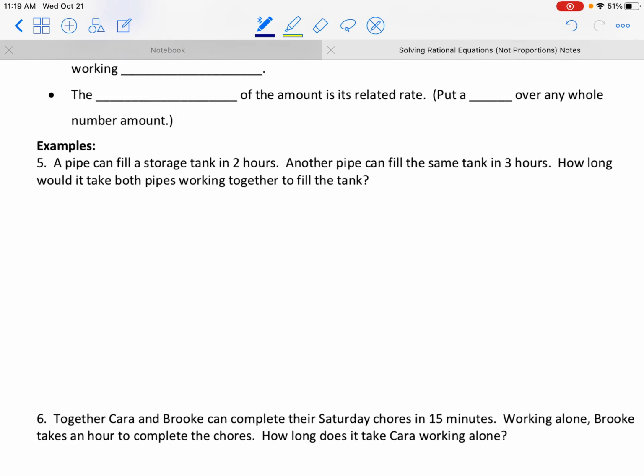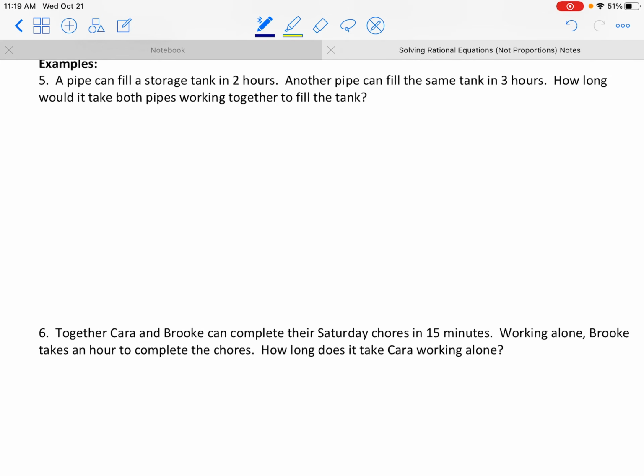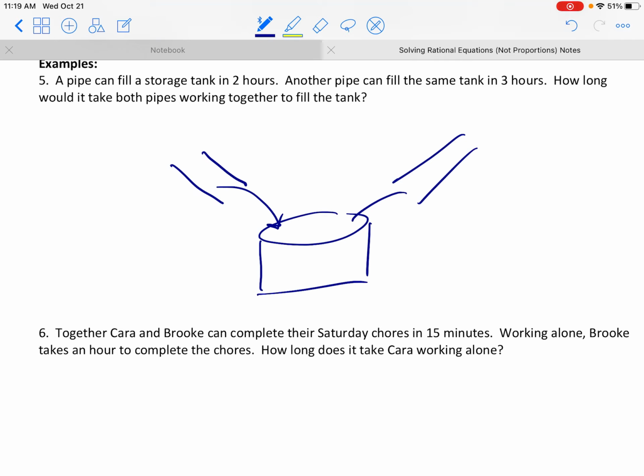So let's look at this first example. I'm going to come back to our bullet points there. Maybe don't write this yet if you're taking notes here because I'm going to play with this a little bit. So you have a pipe that can fill a storage tank in 2 hours. You have another pipe that can fill the exact same tank in 3 hours. How long is it going to take both pipes to fill the tank if they worked together, right? So you have some kind of a tank, okay, and you have a pipe that's filling in that tank. You have a second pipe that's filling in. It says that one of the pipes can fill it in 2 hours. Another one can fill in 3 hours. If they worked together, how quickly could they fill this tank?